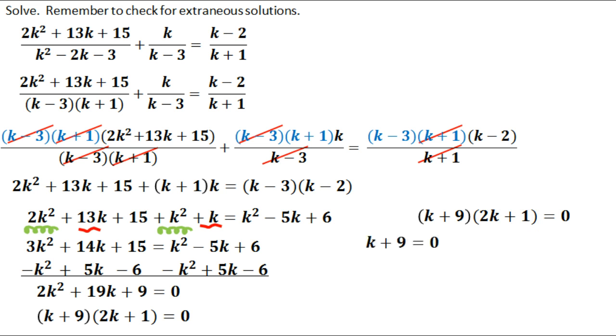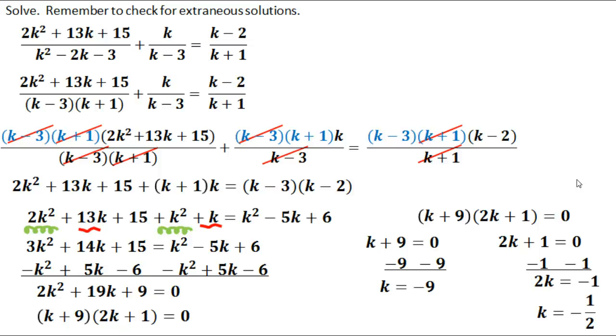So I go k plus 9 equals 0, that's the left-hand side. Then this one, 2k plus 1 equals 0. Now I'm going to solve each one of them individually. Let's start with the one on the left. This is a plus 9. I need to get k all by itself, so that means I'm going to subtract 9 from both sides. So k equals negative 9. Now over here, I need to get k all by itself, so that means I'm going to subtract 1 from both sides. I find out that 2k equals negative 1. Divide both sides by 2. I find out that k equals negative 1/2.